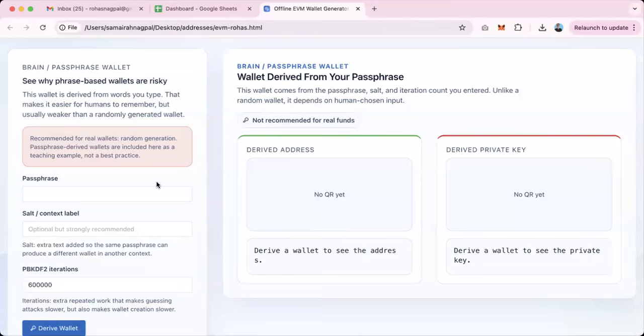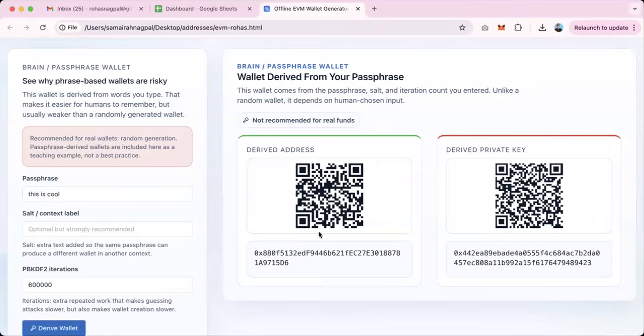Now we're going to see a very different kind of wallet, which we also call a brain wallet. Why we call it brain wallet is because in your head, you just have to remember some phrase, some sentence. So let's take an example. Why don't one of you just give me a simple small sentence which we can use to create a wallet? Can you just type in some sentence? Okay, this is cool. So let me type it. Now I say this is cool. And I say derive wallet.